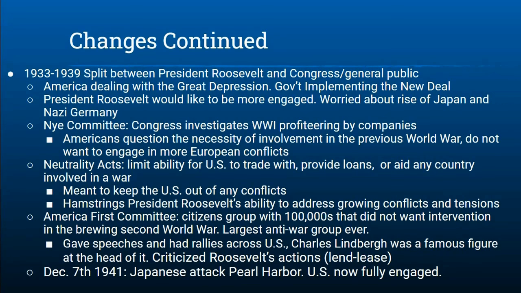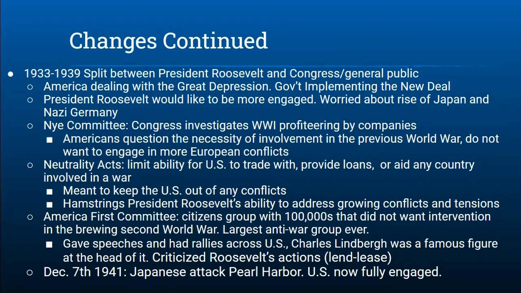Many of the American people looked at World War I with derision and questioned the necessity of involvement in the previous World War, and wanted to stay out of any future European conflicts. In the mid to late 1930s, Congress passed neutrality acts almost every year, which limited the U.S. ability to trade with, provide loans, or aid any country involved in war. The purpose was to keep America from becoming entangled in another great war like what happened in World War I. But this also hamstrung President Roosevelt's ability to address growing conflicts and tensions.